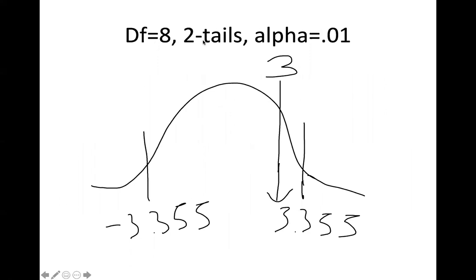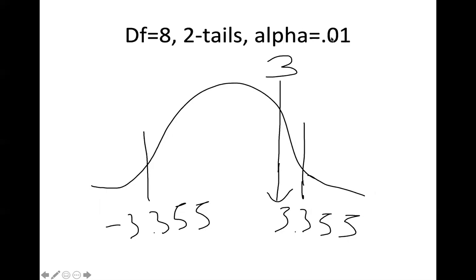So if degrees of freedom equals 8, 2 tails, alpha equals 0.01, our critical t's are negative 3.355 and positive 3.355. The center of the distribution would be right here. That's where t equals 0. And you can now see that our t value that we calculated is inside. It's in the middle portion now. It's not in the tails. It's not in the critical regions. And so we would accept the null hypothesis. We'd say there is not a significant difference.